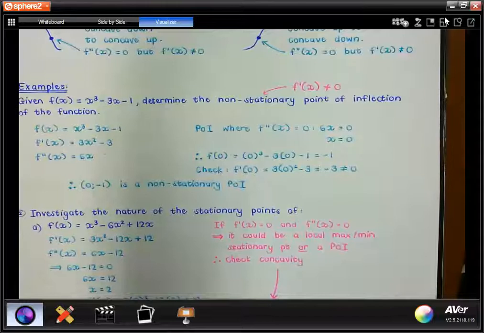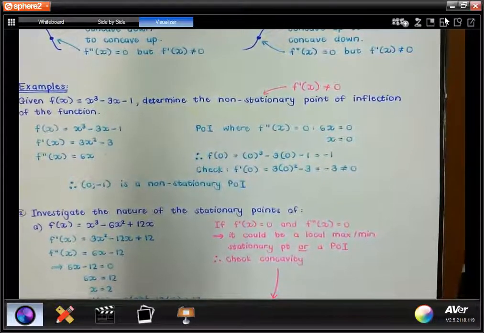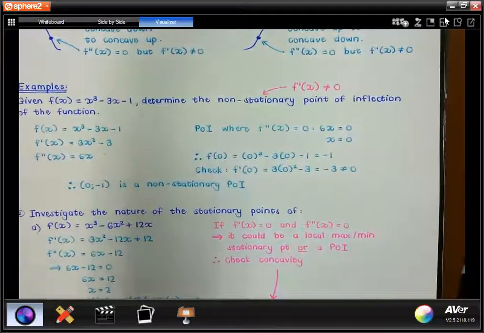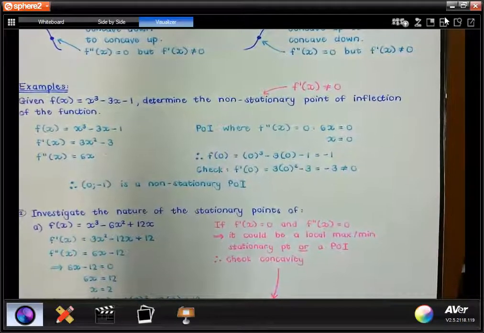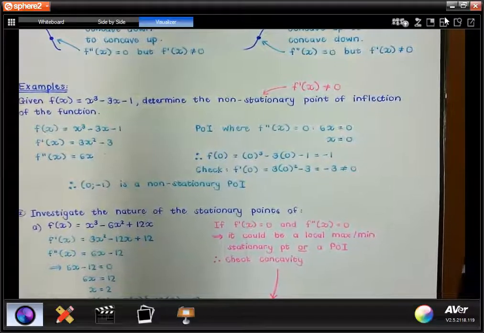Guys, also remember that when you're in AP, you can use your calculator to solve all of the different equations. Hey, you never actually have to factorize or use the quadratic formula unless they are specifically asking for that.